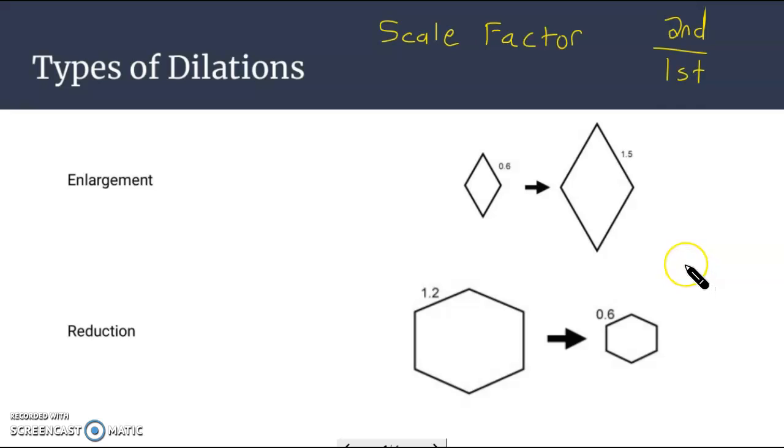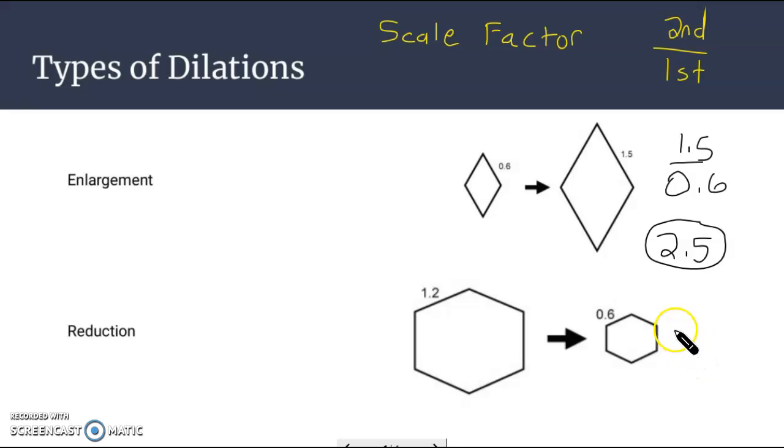So in our example here for the enlargement, we're going to take 1.5 and divide it by 0.6. And if you do that in a calculator, you'll notice that it comes out to 2.5. So the small diamond increased by a factor of 2.5. The second one is 2.5 times as big as the first one.